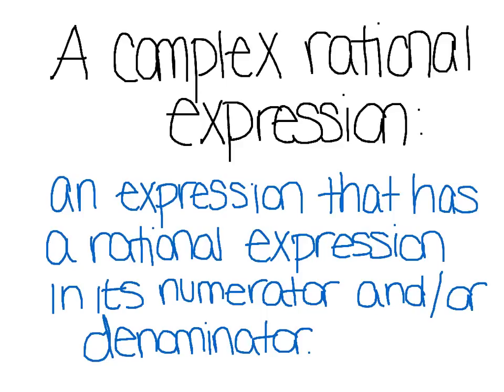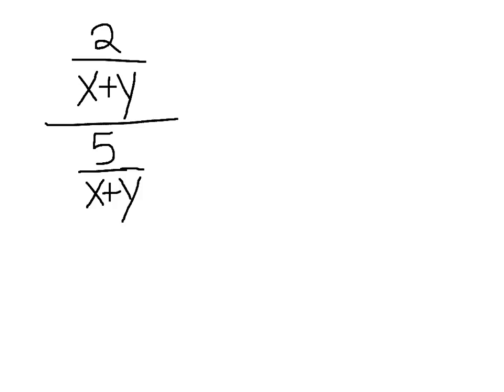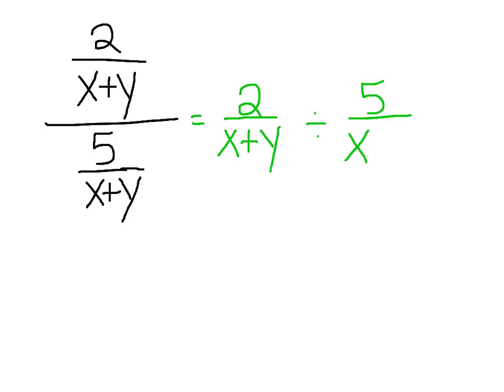So basically we have to apply more operations than what we're used to in order to solve these. For instance, just to give you an example, one example would be 1 over x divided by 1 over y. That's a complex rational expression. So looking at an example of how to solve these, we have 2 over x plus y divided by 5 over x plus y. I like to write these out horizontally. I think it's easier to see.